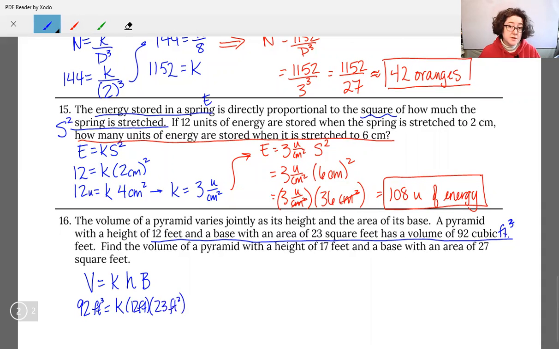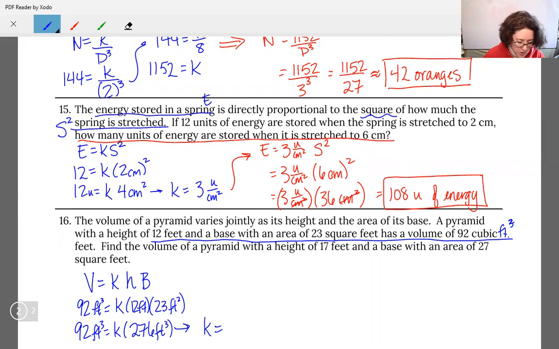And so look at your units on the right-hand side. We have feet times feet squared, which would get us to feet cubed. So there we go. We've got our correct units matching up there. We have 92 feet cubed equals K times, 12 times 23 gives us 276 feet cubed. Divide both sides by that 276. We are going to get a fraction on here. So that means our K is going to equal 92 divided by 276, which equals 0.3 repeating, otherwise known as 1/3.